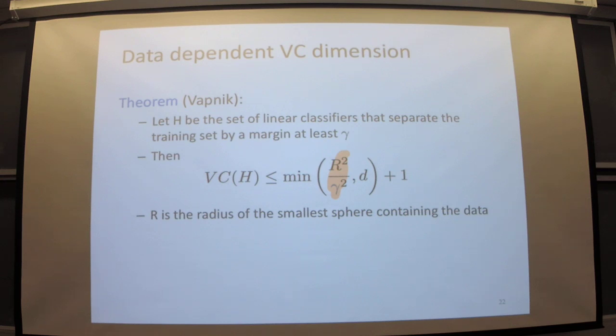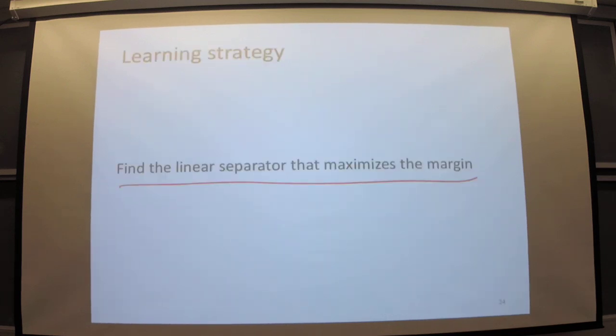This means if gamma decreases, VC can get large. If gamma increases, VC can get small. That's the connection. So that gives us our criterion for learning, namely, find the linear classifier that has the maximum margin.